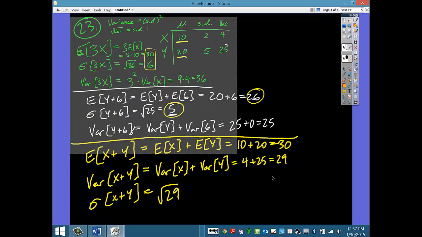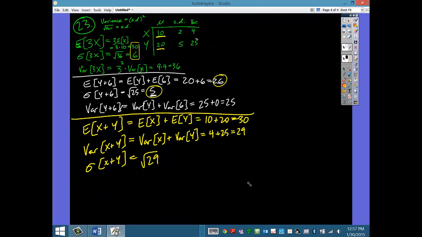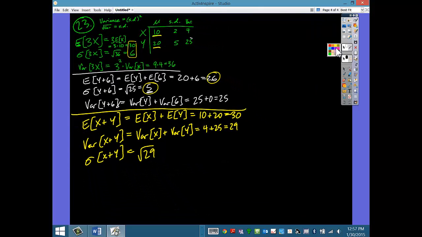Okay, shrinking down some more. Now we go to x minus y. Okay. This is really good to know.